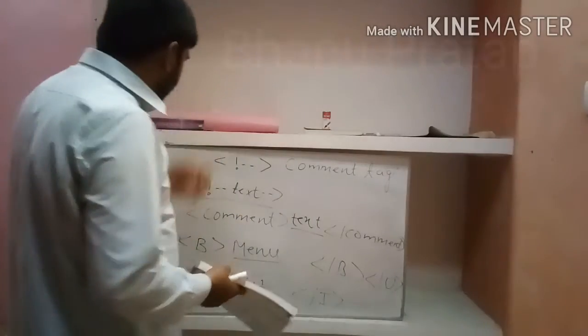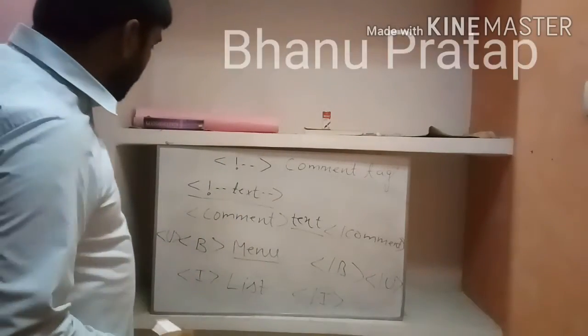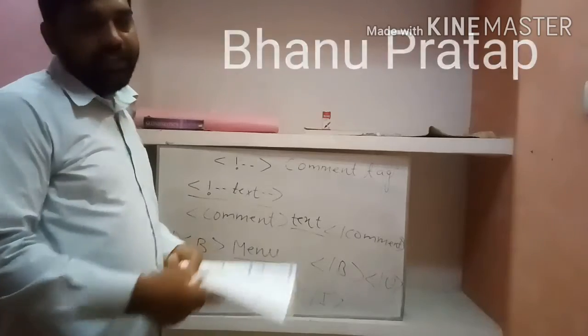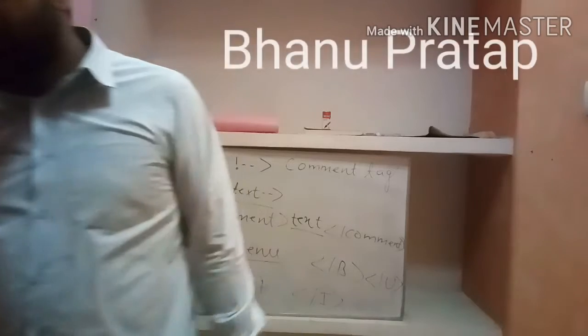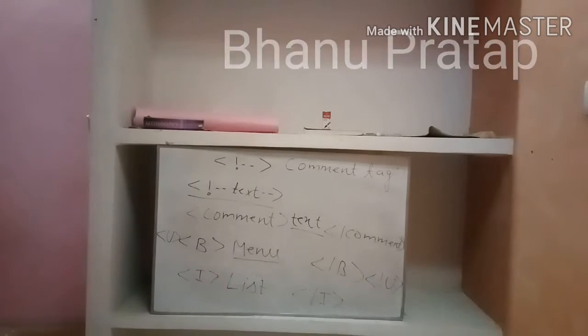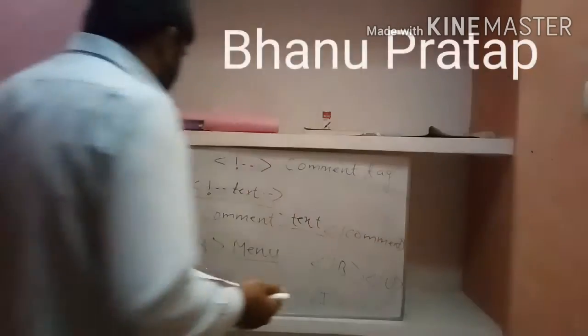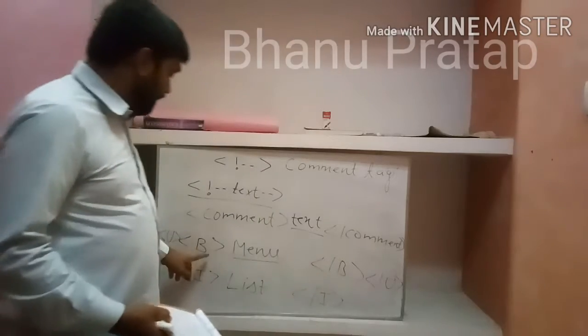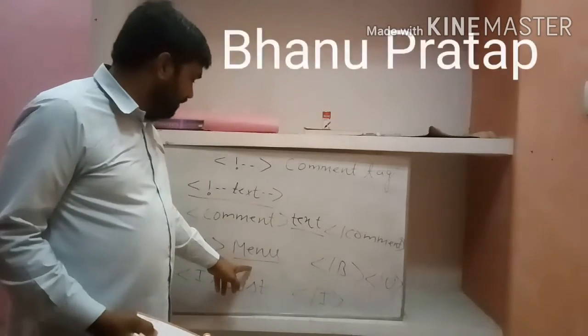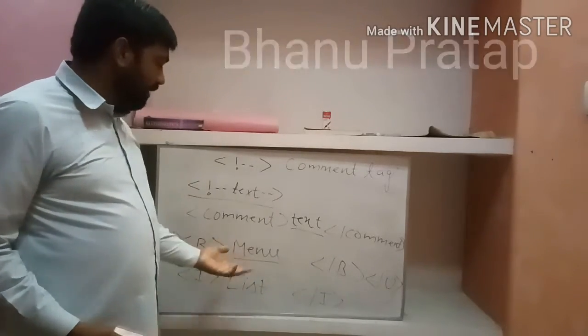Next you can see there is the bold tag. The bold tag is used to emphasize the text. If you want to emphasize the text, we use the bold tag. So that we have to remember. This is the bold tag, bold open and close. This is a container tag. There is the written text menu, so this menu will appear bold.